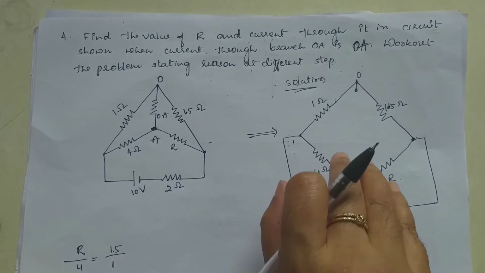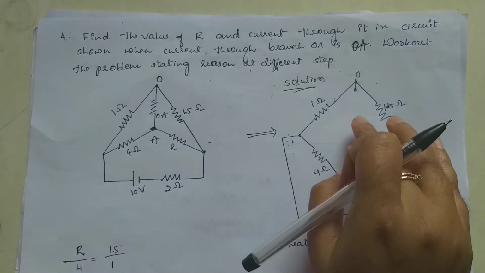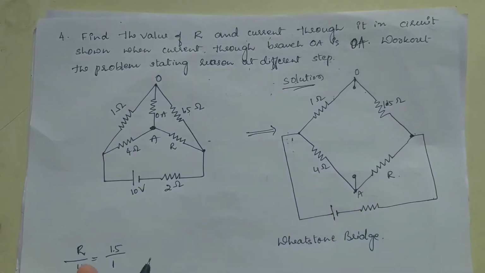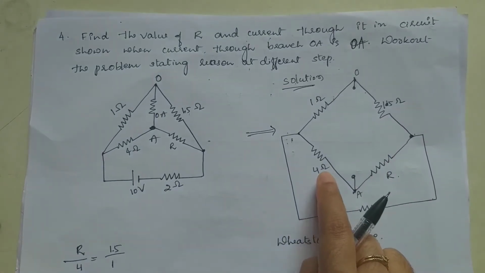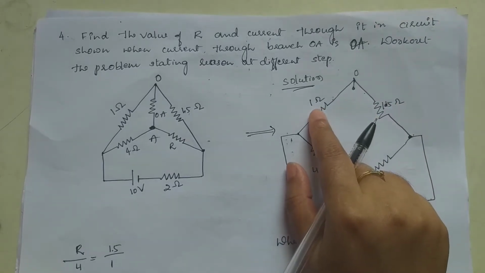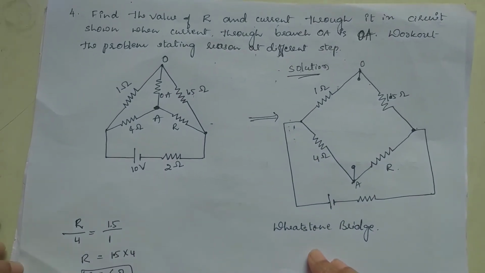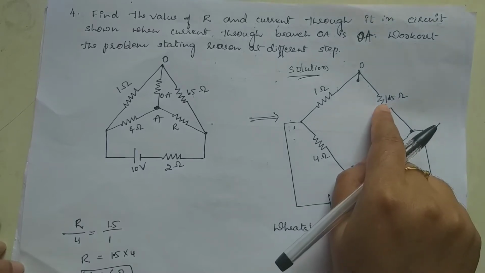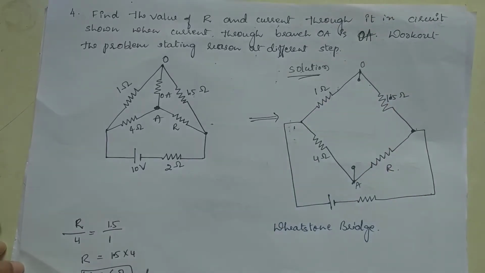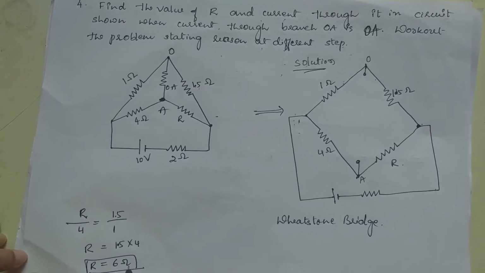If we look at this, it is the same as a Wheatstone bridge, right? In the Wheatstone bridge we can write R divided by 4 is equal to 1.5 divided by 1. Rearranging, we get 1.5 into 4, so R is equal to 6 ohm.